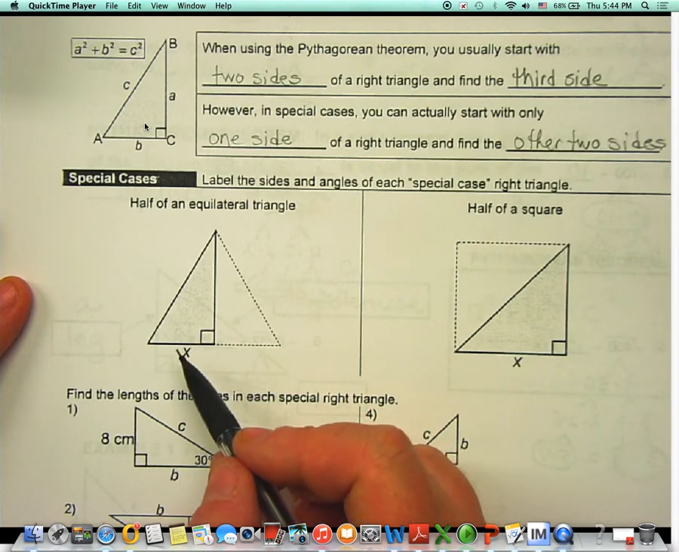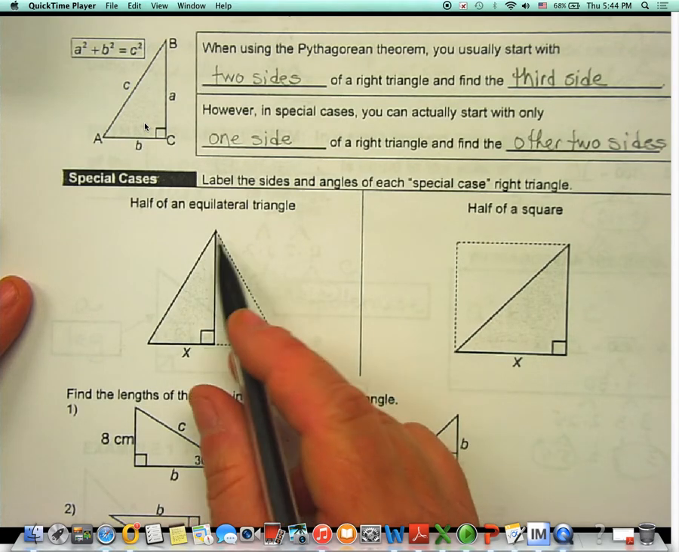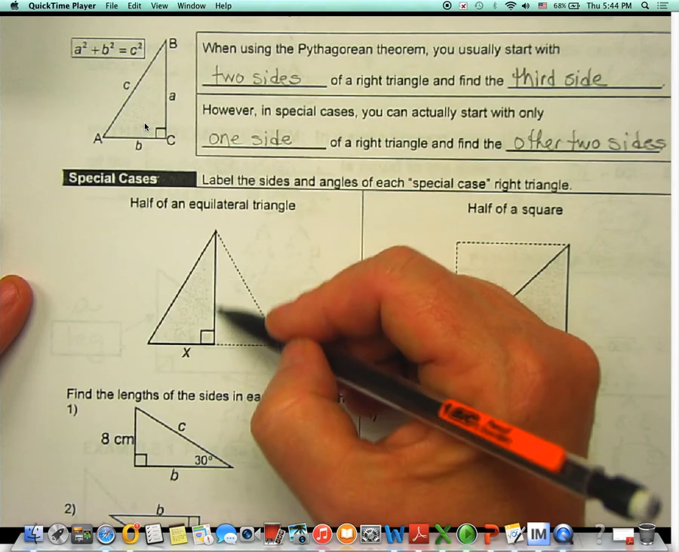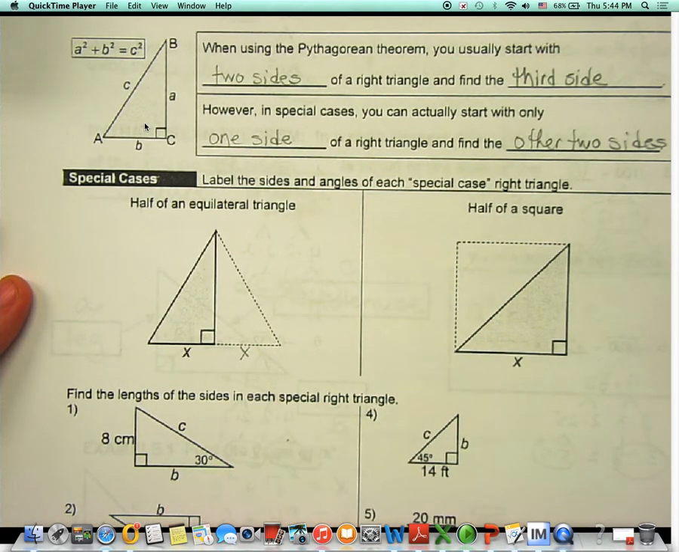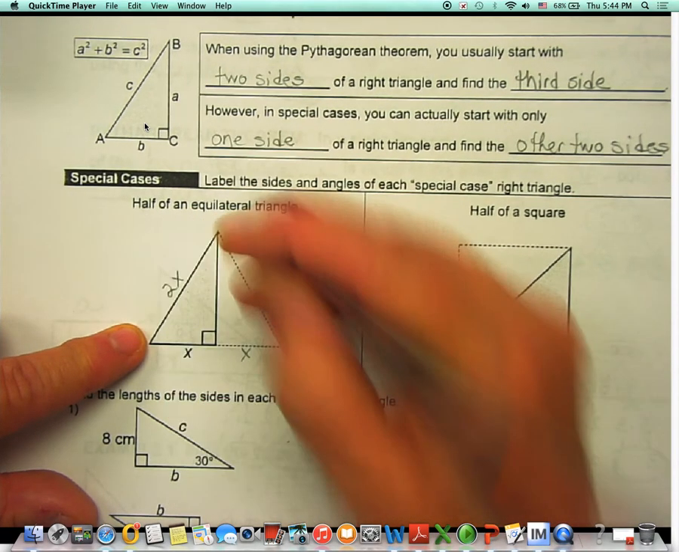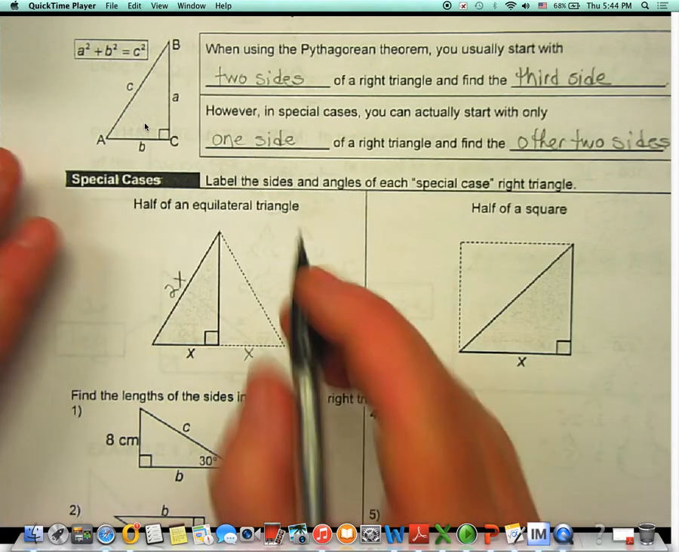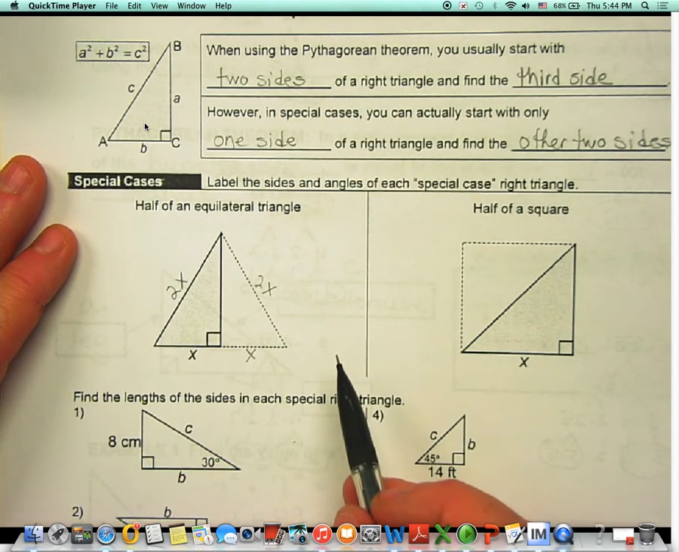If this is x right here, and this is an equilateral triangle, then this is actually cutting it in half. So this is x over here. That means that these sides are 2x, because x plus x is 2x. And this side is 2x. Now all three sides are the same length.